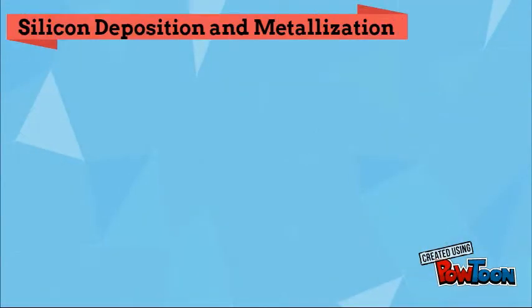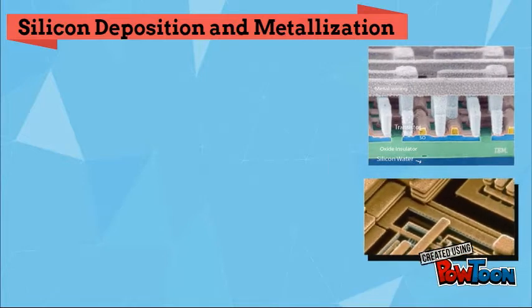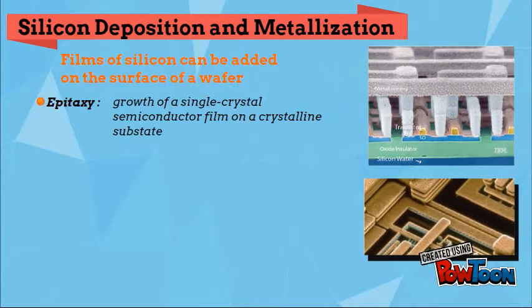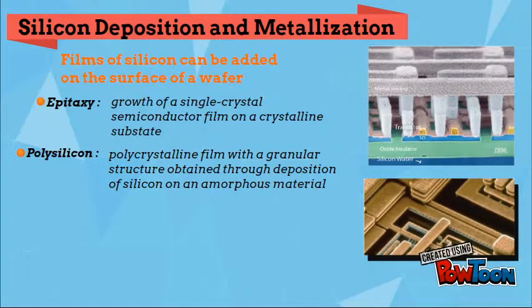Silicon deposition and metallization. Films of silicon can be added on the surface of a wafer. Epitaxy. Growth of a single crystal semiconductor film on a crystalline substrate. Polysilicon. Polycrystalline film with a granular structure obtained through deposition of silicon on an amorphous material.